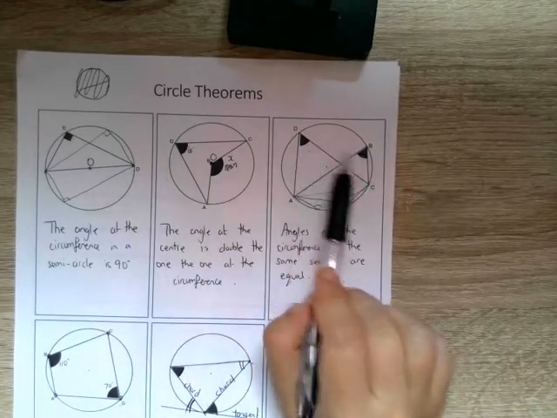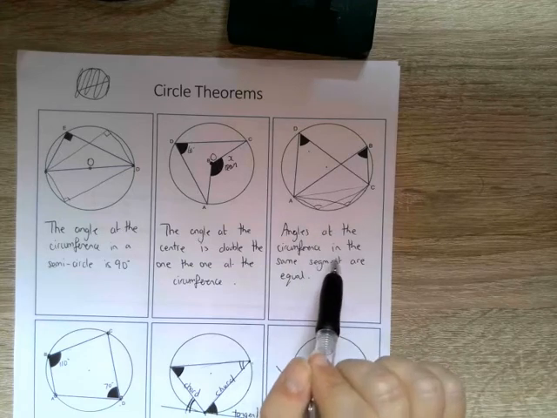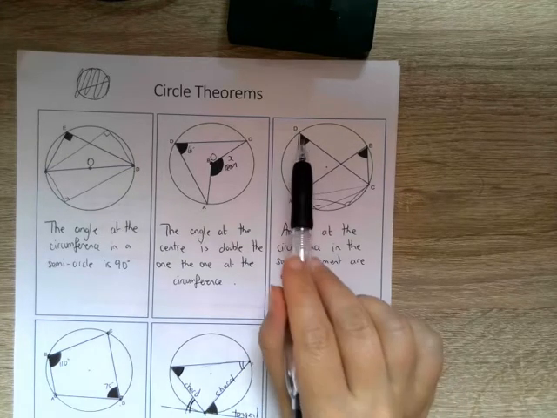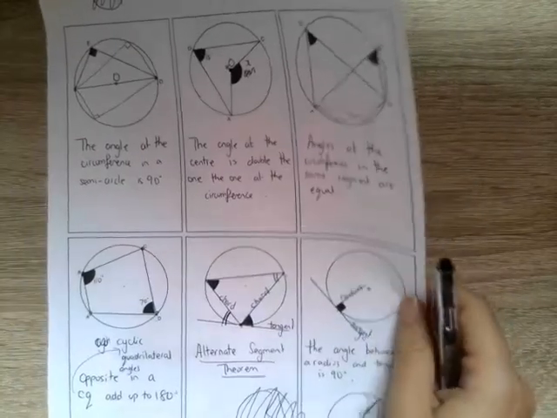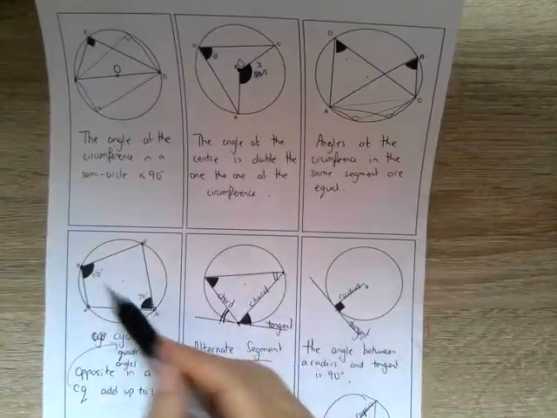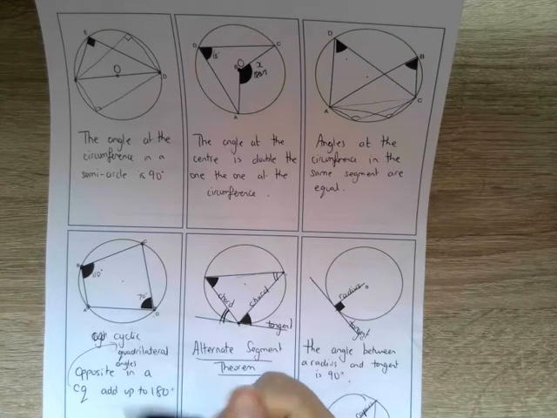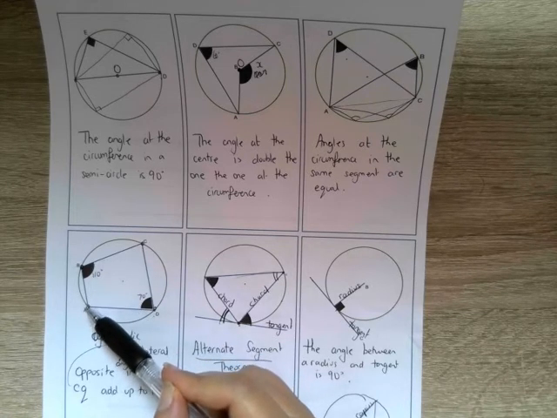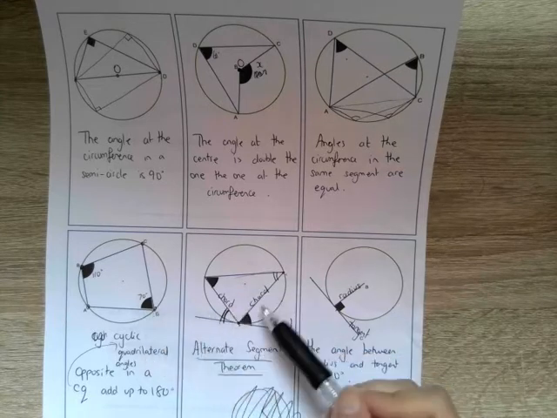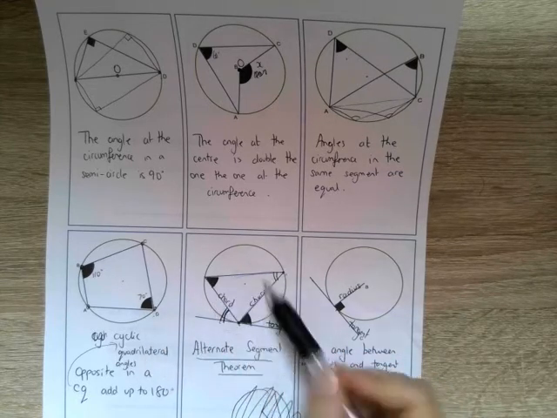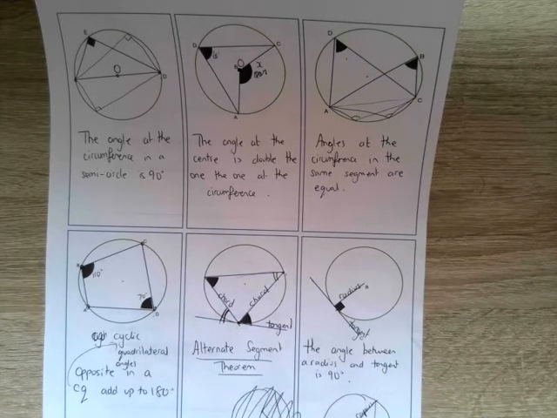This one, the one that looks like mountains: angles at the circumference in the same segment are equal. So basically these angles are going to be the same. And the next one we had: the opposite angles in a cyclic quadrilateral add up to 180. And remember, we said to watch out for all 4 points needing to go on the circumference. This one is the hardest to spot in an exam. It just is for some reason.